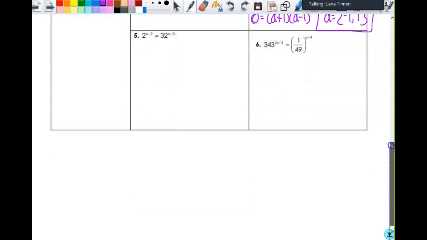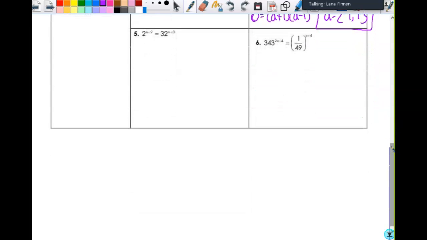Now let's look at number 5. For number 5, I have 2 to the m minus 9 equals 32 to the m plus 3. So what's our common base going to be? 2. All right, so I'm going to have 2 to the m minus 9, so that stays the same. 2 to what power gives me 32? 5. So I'm going to have 2 to the 5 times m plus 3 power. So I have a common base. Now I can just set the exponents equal to each other. So m minus 9 equals, and then I can go ahead and distribute and get 5m plus 15.